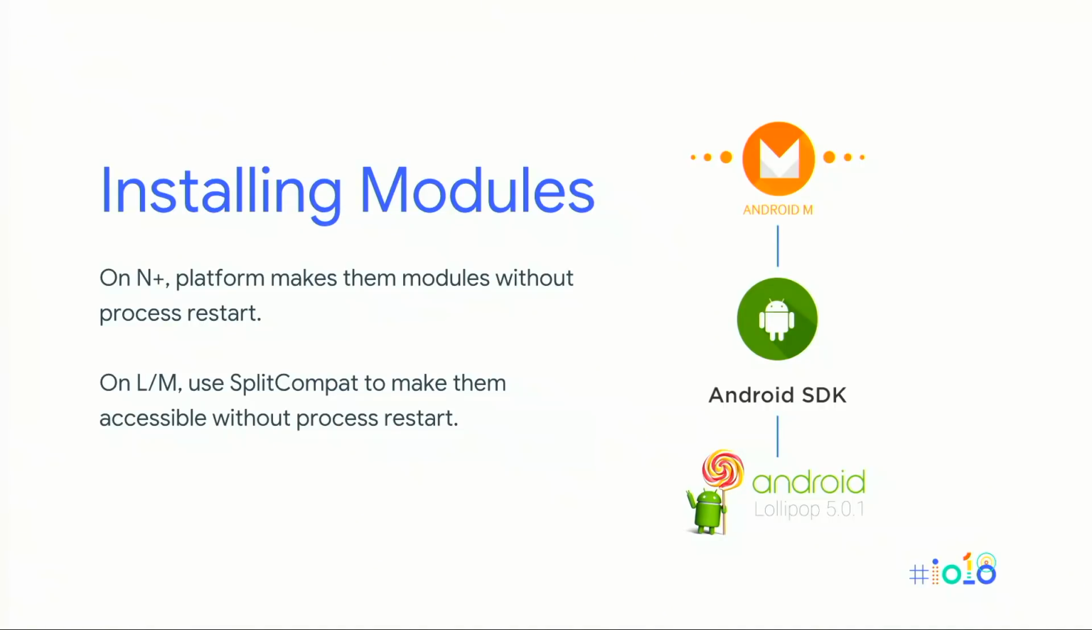Now, when you install an on-demand module on N+ devices, the app does not need to be restarted. So code is available immediately upon the install completing, and new resources and assets are available once you refresh your context object. However, on Android L and M, installing splits requires the app to restart if you want to install them properly. But to avoid this, we've included a split compat library, which emulates the installation of a split on L and M until the app goes into the background and we can properly install it. So this split compat library means that your app doesn't need to restart, and almost all the things inside this module are immediately available to your app. You can set this split compat library up in a very similar way to how you might be familiar with setting up the multi-dex library in your apps.